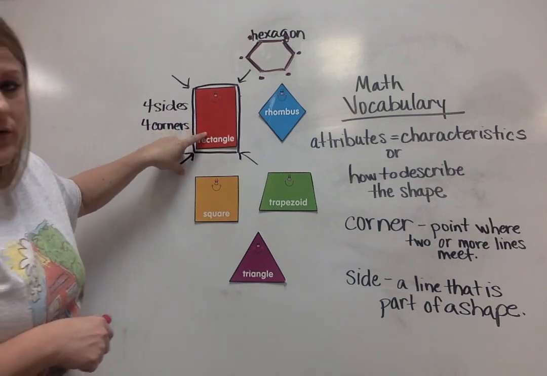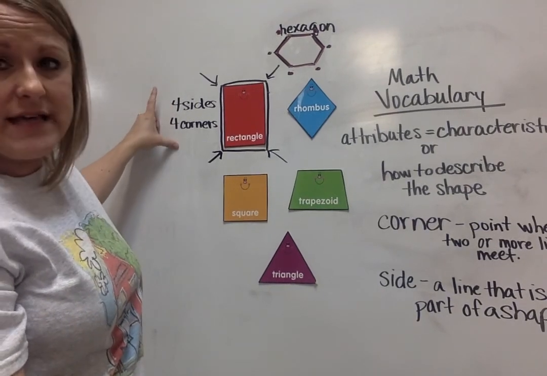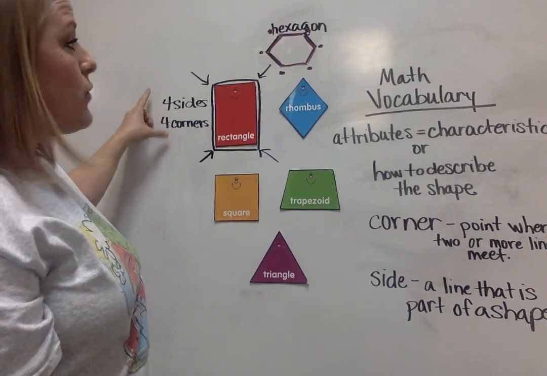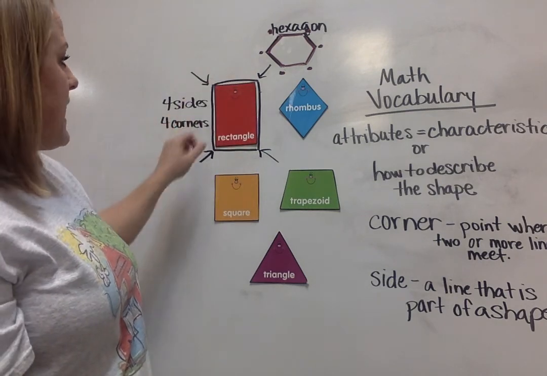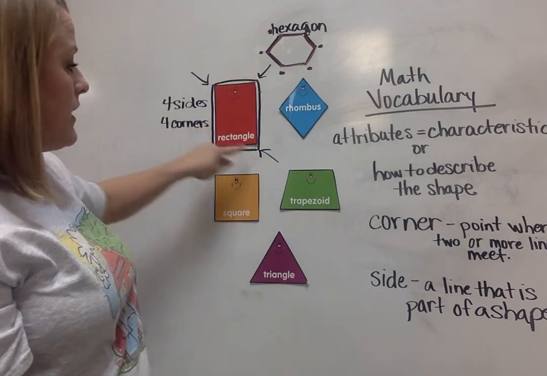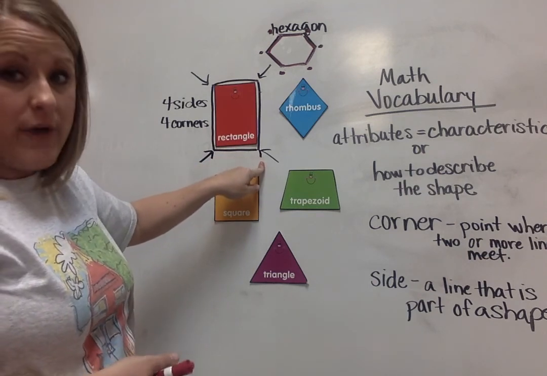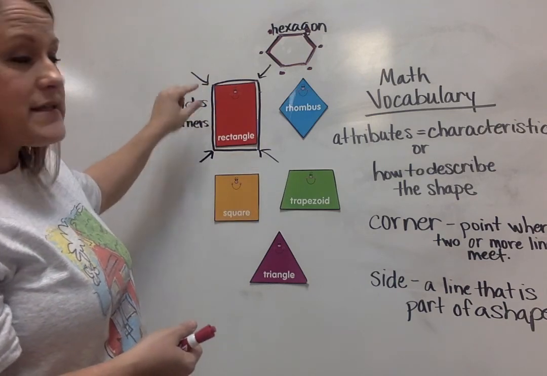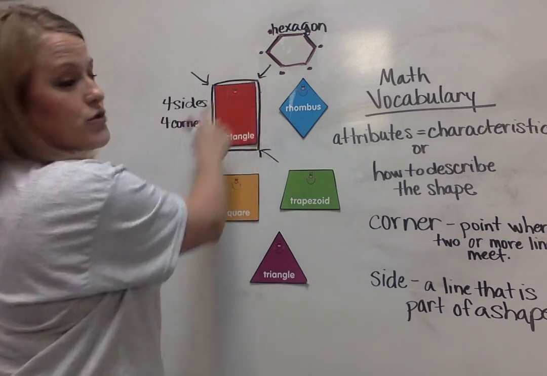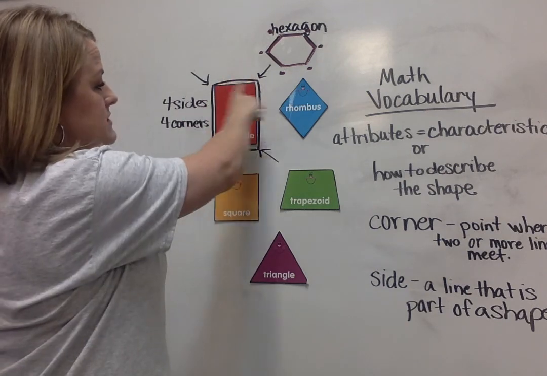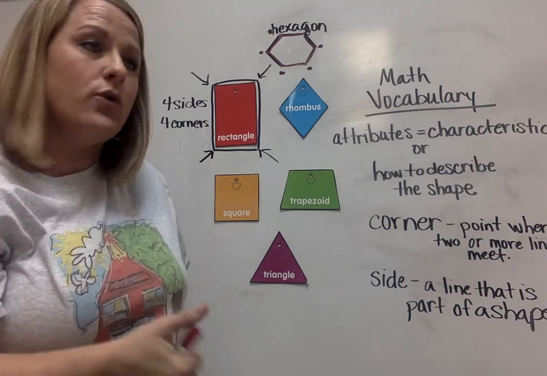This is a rectangle. The name of this shape is a rectangle. Some of the attributes of a rectangle would be that a rectangle has 1, 2, 3, 4 sides and 1, 2, 3, 4 corners. Another characteristic of a rectangle would be that a rectangle has 2 long sides and then 2 shorter sides.